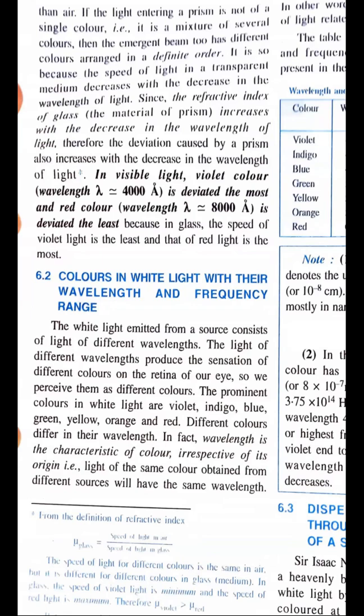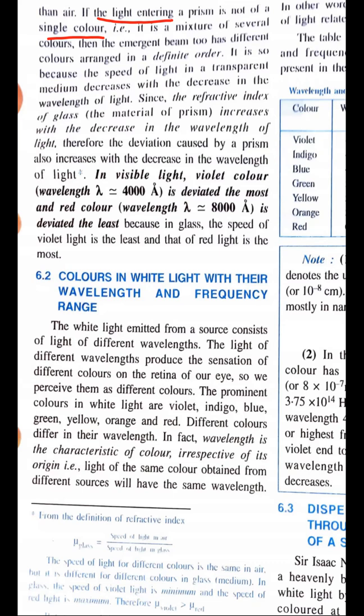Light which is entering the prism is not of a single color, right? It is a mixture of different wavelengths. Yes or no? So when it refracts two times and goes to the air again, it will bend at a certain angle because it will get separated. Every wavelength will go at a different speed. They are arranged in a definite order.